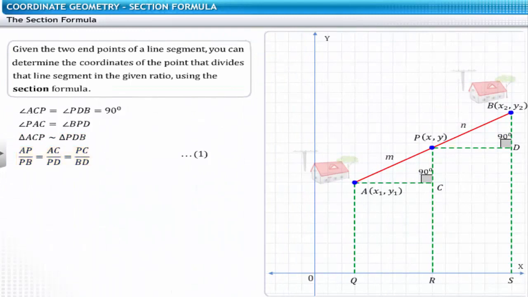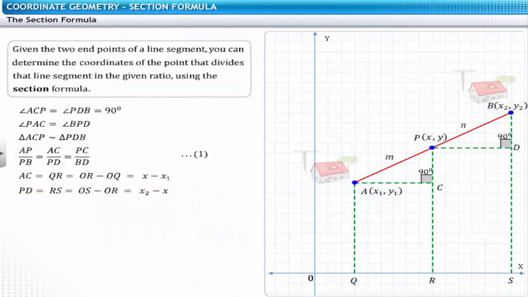As you can see from the graph, AC equals QR. QR is equal to OR minus OQ is equal to x minus x1. Thus, AC is equal to QR is equal to OR minus OQ is equal to x minus x1. Similarly, PD is equal to RS. Thus, PD is equal to RS is equal to OS minus OR is equal to x2 minus x.